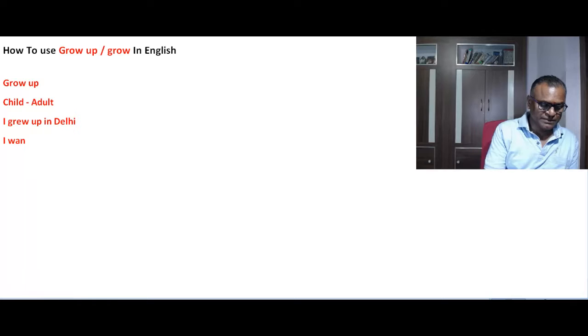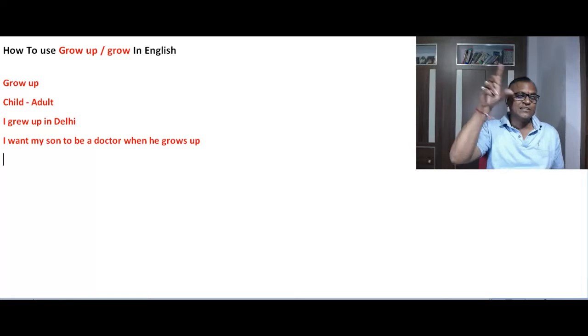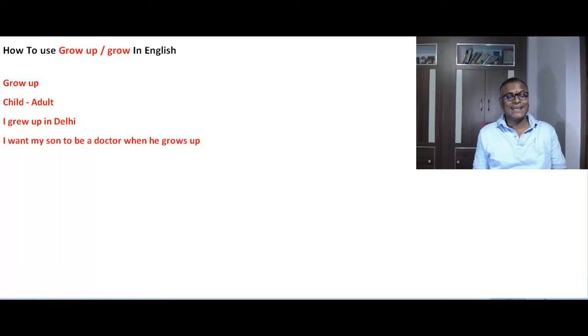I want my child or my son to be a doctor when he grows up. I want my son to be a doctor when he grows up. So that is very clear. Grow up we use for a child to become an adult.